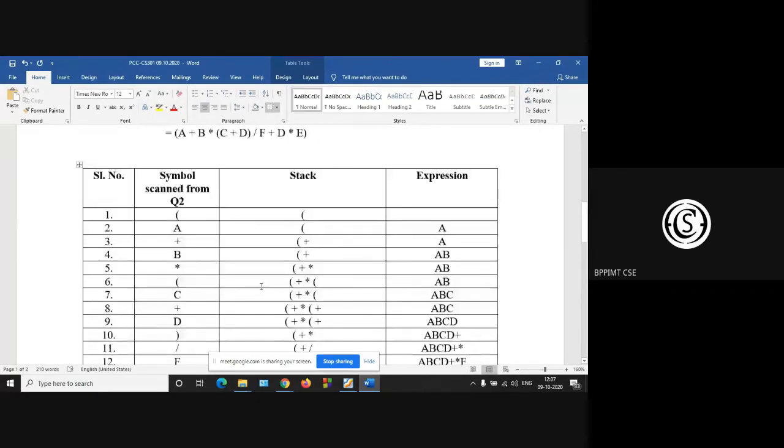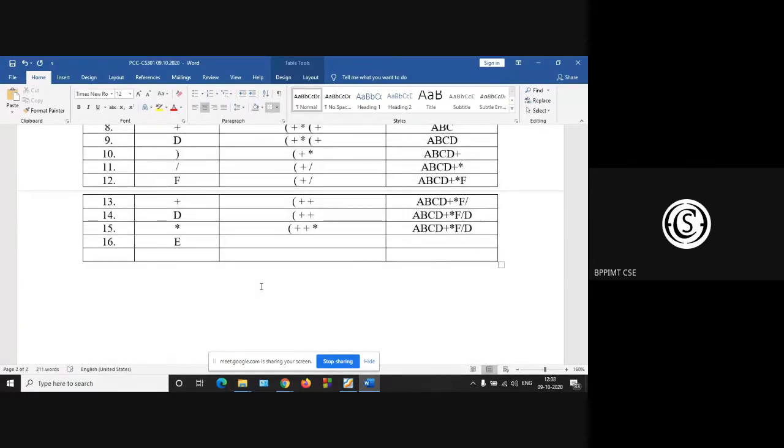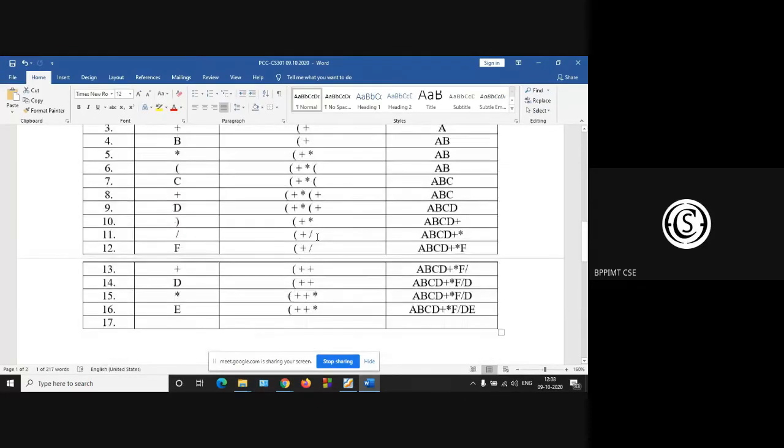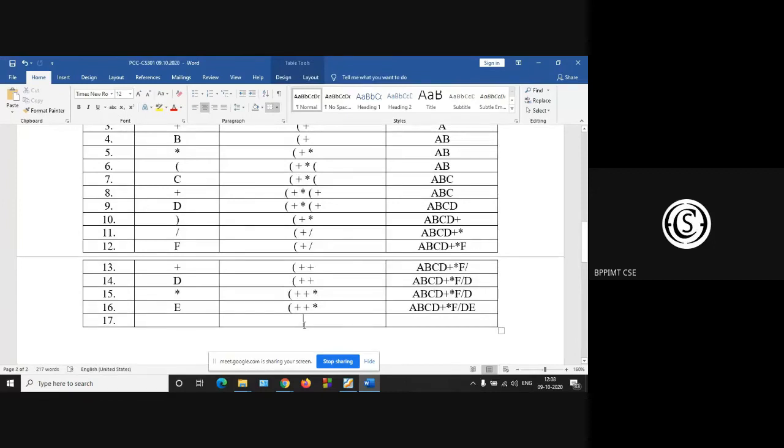Number 16, just an E. So copy this one and paste with E at the stack top in the expression stack. Okay. Control C, Control V. Okay. Number 17. There will be one closing bracket.